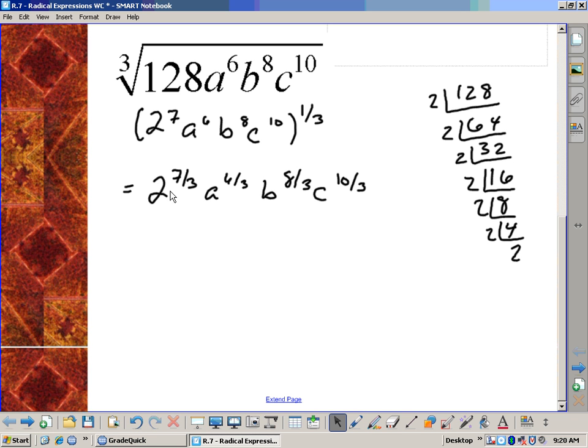And then from there, some people had asked last week when we were dealing with fractional exponents about what do you do if you have an improper fraction. Because obviously a to the 6/3 is going to break down into a squared, because 6 over 3 is 2. However, 2 to the 7/3 is like 2 to the 2 1/3 power. b is going to become b to the 2 2/3 power. c is c to the 3 1/3 power.